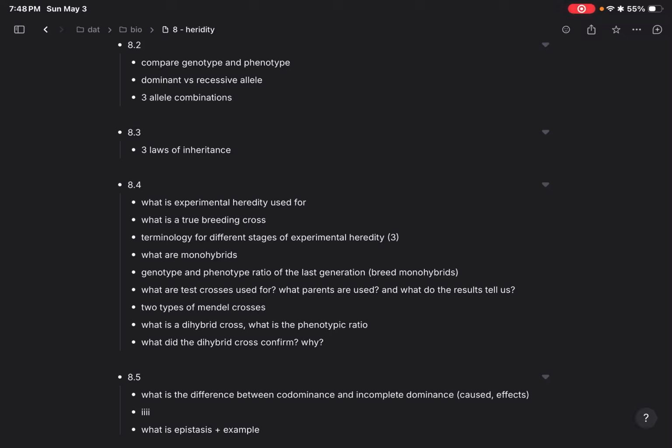So what is a true breeding cross? A true breeding cross is when you mix homozygous recessive and homozygous dominant, and in that case you're going to get monohybrids, because all of the offspring will be heterozygous, so they're going to have one of each gene.